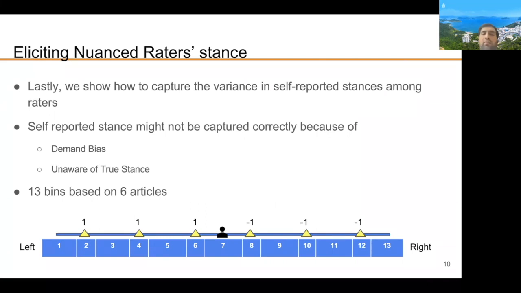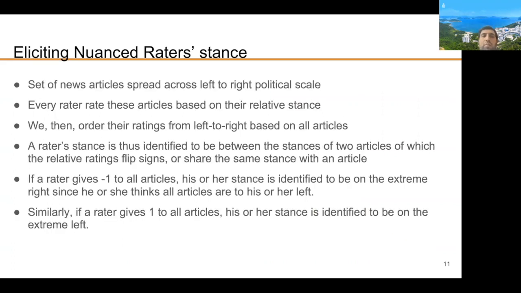As we use the ratings as relative to their raters' own stances, a rater can be put on the left, right, or at the same position as an article because of the relative rating. In total, we get 13 bins across 6 articles. We then place the news articles across left to right political scale with the raters rating all of these articles relative to their own stances.